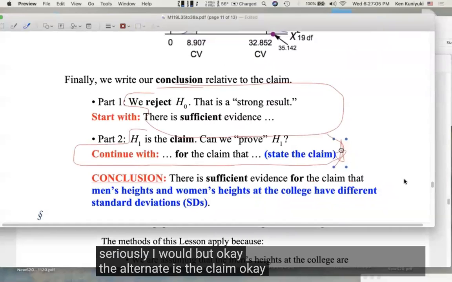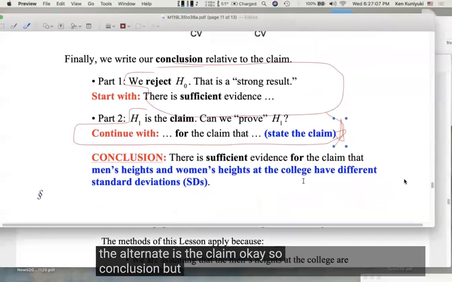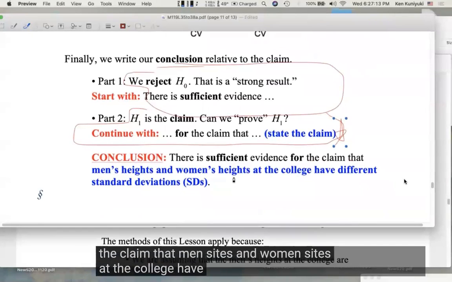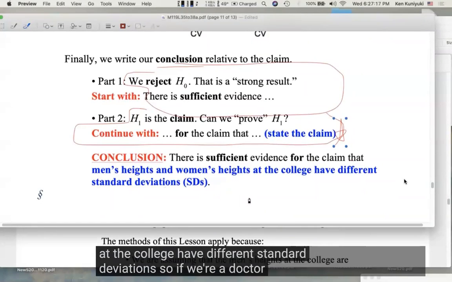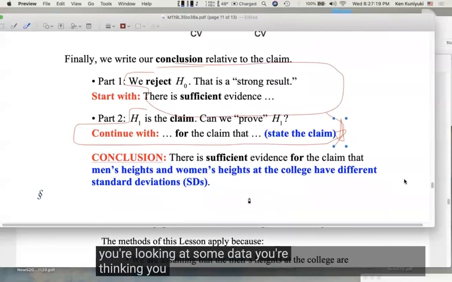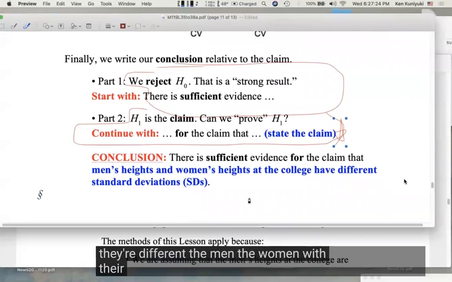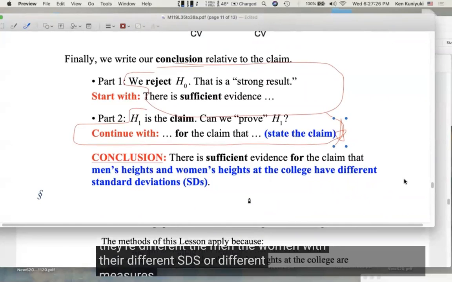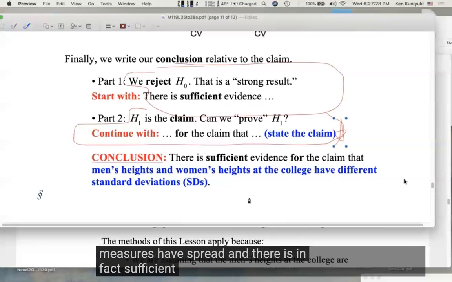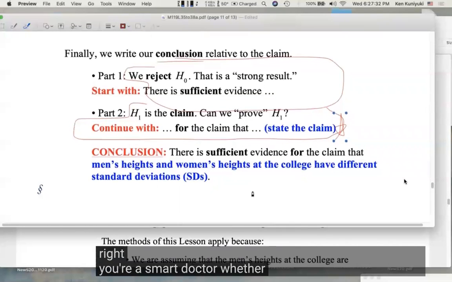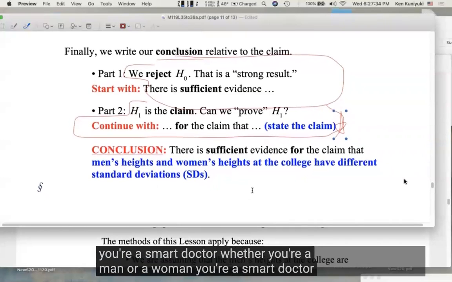Okay. So conclusion, put them together. There is sufficient evidence for or in support of the claim that men's sites and women's sites at the college have different standard deviations. So if we're a doctor looking at some data, you're claiming that the men and the women have different SDs, or different measures of spread. And there is, in fact, sufficient evidence that you're right. You're a smart doctor.